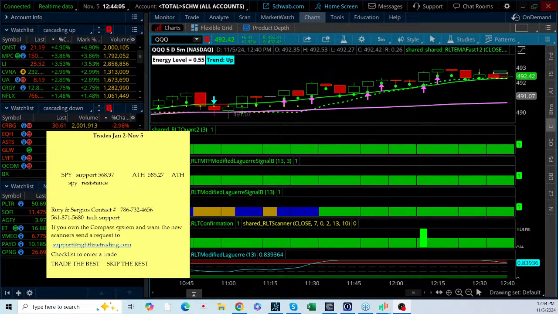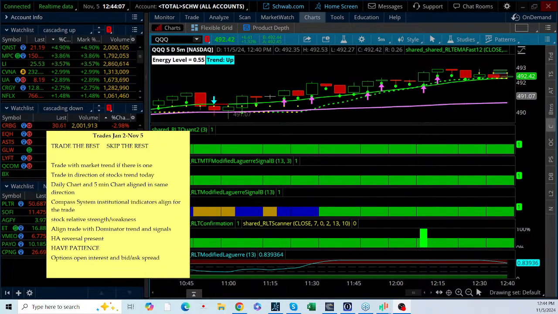We have a whole list of the criteria that we use. Always use the daily chart initially, make sure the daily chart's bullish, and we use the compass system indicators to let us know whether the institutions are in there. We only want to be in trades that the institutions are long.